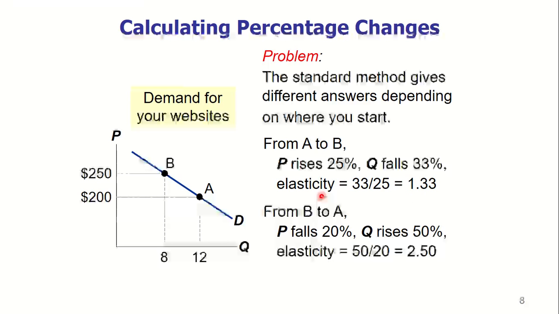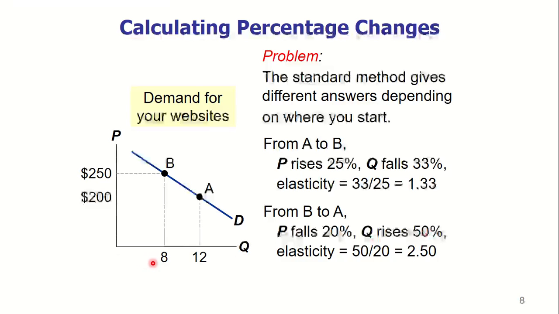However, if you move from point B to A, price falls by 20%. Now, if we move from point B to point A, then obviously it shows that there is a fall in price from $250 to $200, and the percentage change in price is equal to 20%, again using the formula of percentage change. And quantity demanded rises by 50%.